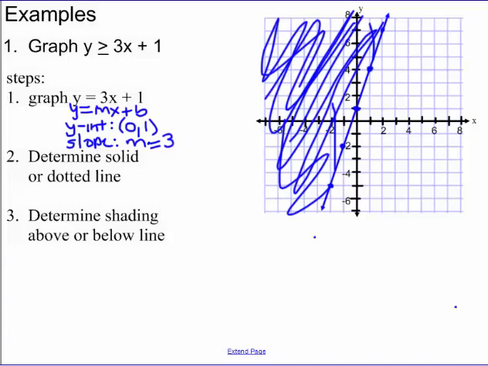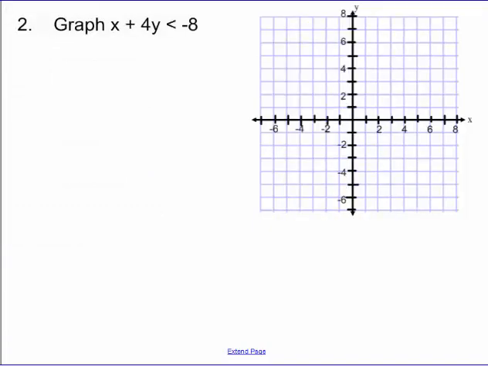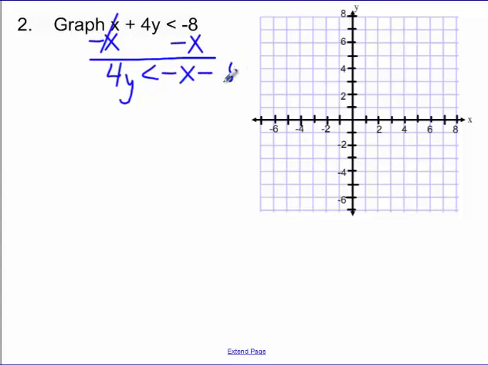Let's look at another example. So now we're going to graph the inequality x plus 4y is less than negative 8. If your inequality is not yet in the y equals mx plus b format, you need to rewrite it. So here we would subtract x from both sides. And so on the left, the x's cancel. We get 4y is less than negative x minus 8. Remember, we want to isolate the y variable.